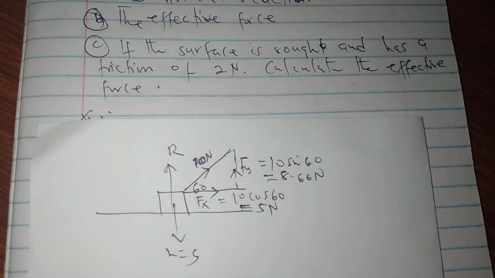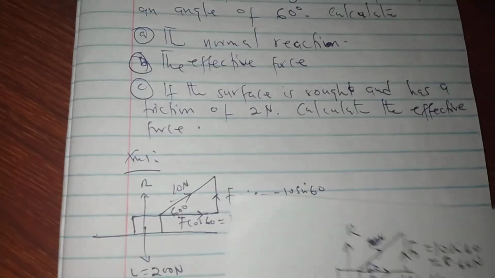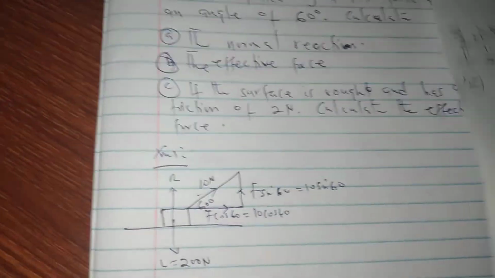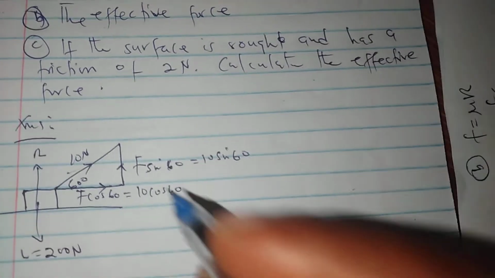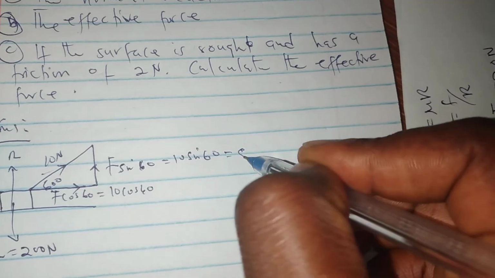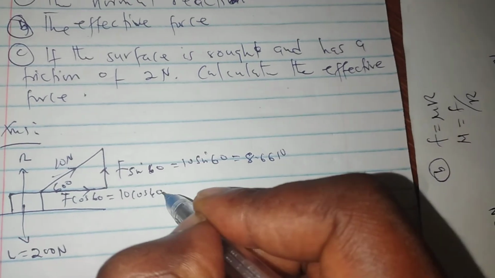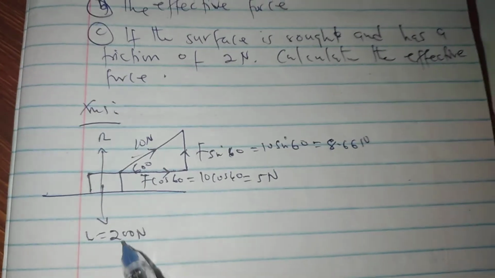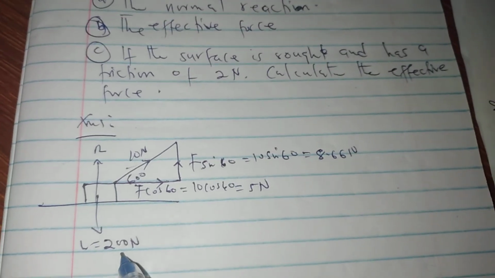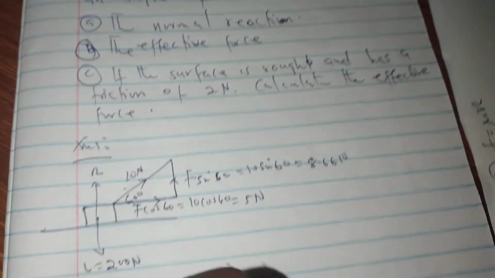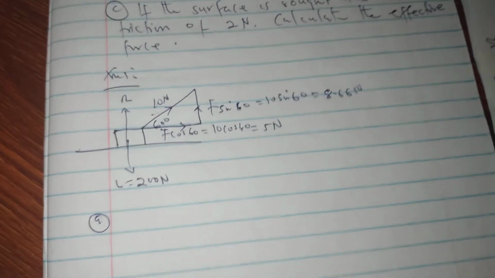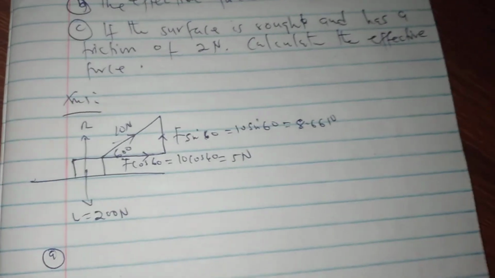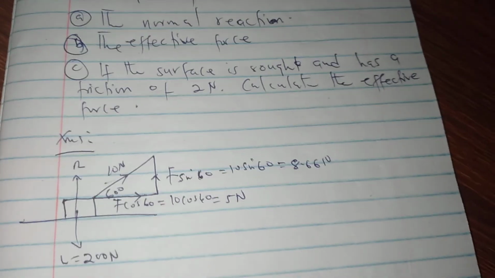So I want to fix this into the diagram that we already have for the question here. So I have this one to be 8.66 Newton, and I have this one to be 5 Newton. The weight is also downwards, which is 200 Newton, so that if I go to my questions, I can come back quickly and replace whatever I need to replace in it. The first one is the normal reaction.